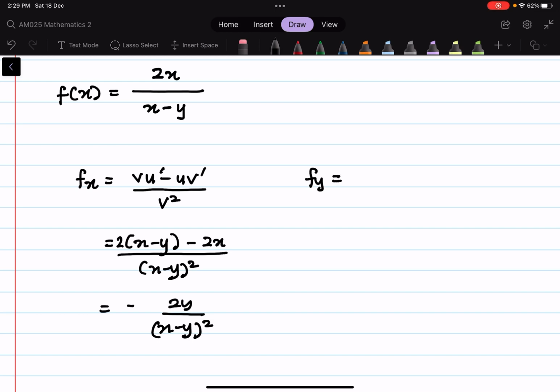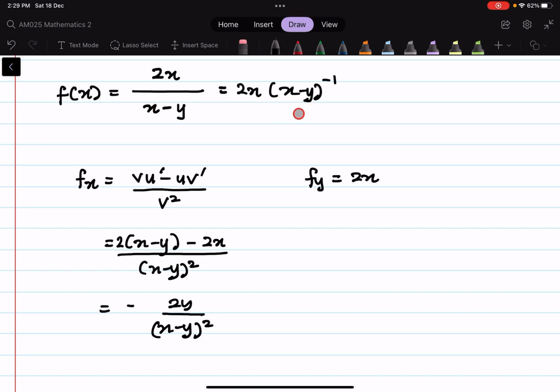For f sub y, we're not going to use the quotient rule. You may use the quotient rule if you want, but I'm going to use the general power rule. Why? Because 2x is a constant, and we only have y terms in the denominator. So to differentiate using the general power rule, I'm going to change the form a bit into 2x times (x minus y) to the power of negative 1. So the 2x is a constant.